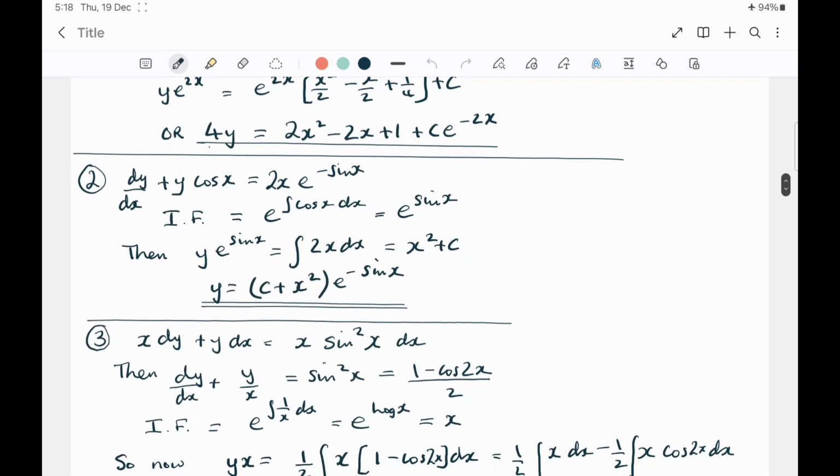Second one is fairly similar. So read it out. dy/dx plus y cos x equals 2x times e to the power minus sine x.